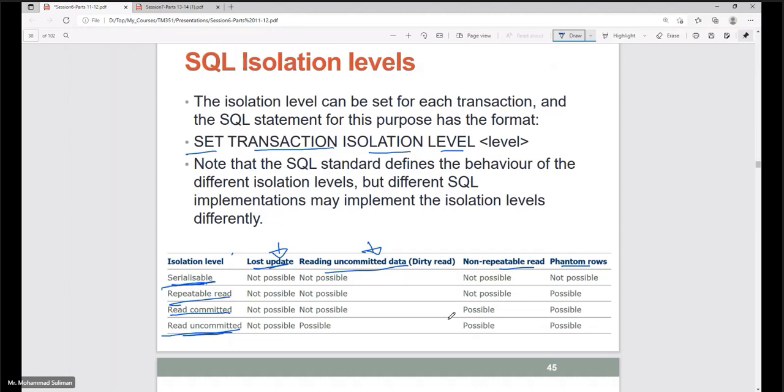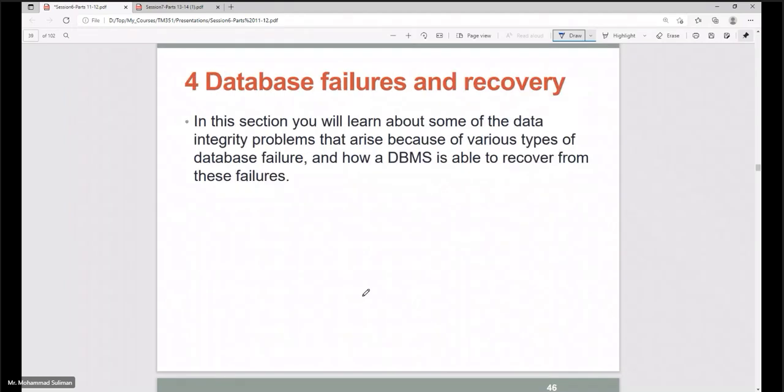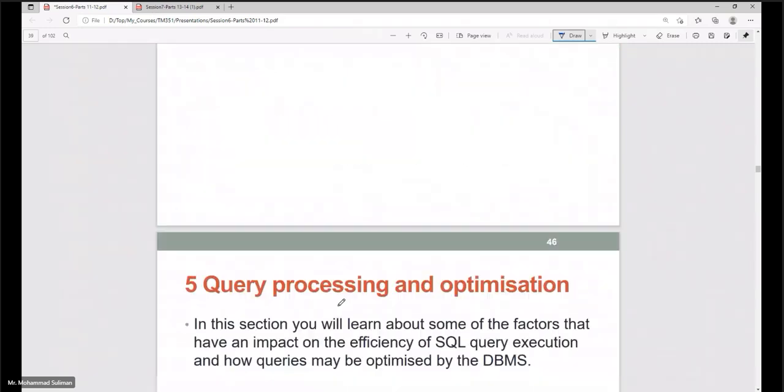Okay. Then database failures and recovery. A database can fail, so some problems may arise with the data because of the database failures. It is the job of the DBMS to recover from the failures, for example by reinstalling the backups or reinitiating the backups, and recovering from these failures.